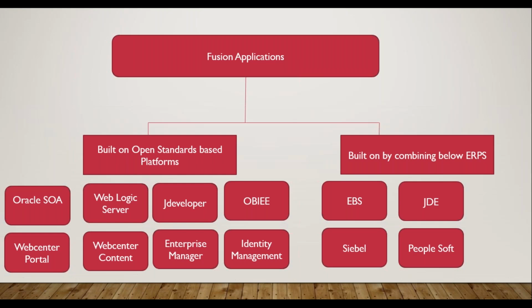EBS is very suitable for finance. PeopleSoft is very suitable for HRMS. JDE is very suitable for manufacturing, like Siebel for customer management, like that. They have extracted the best features out of all these ERPs. They have implemented in Fusion applications.